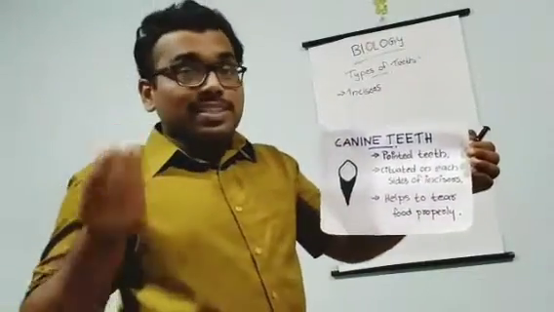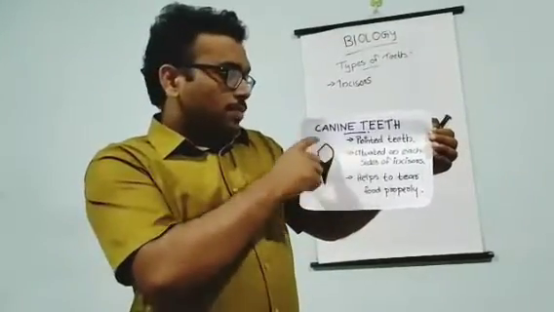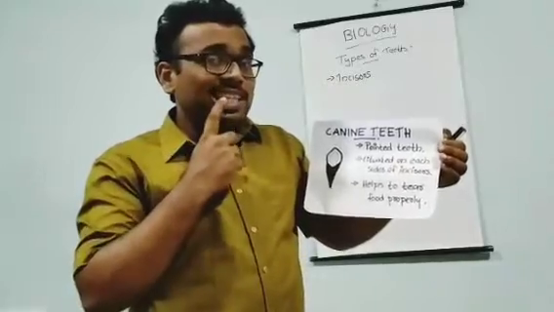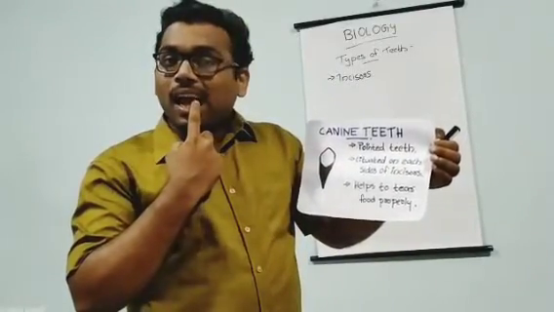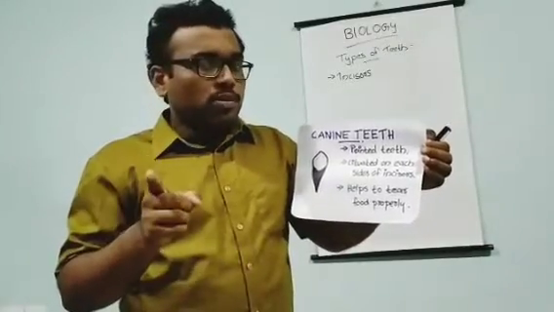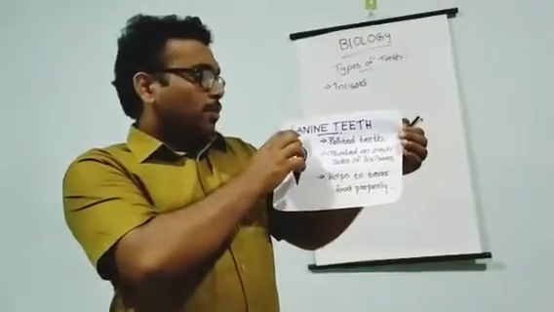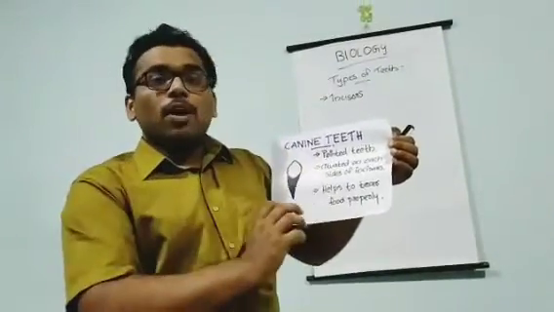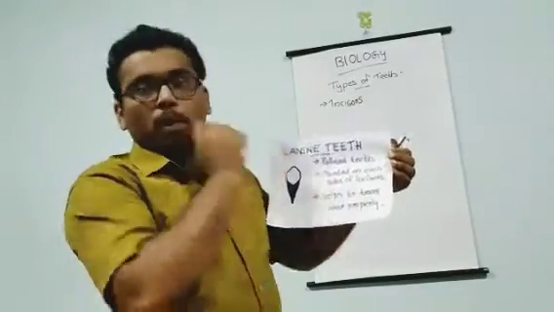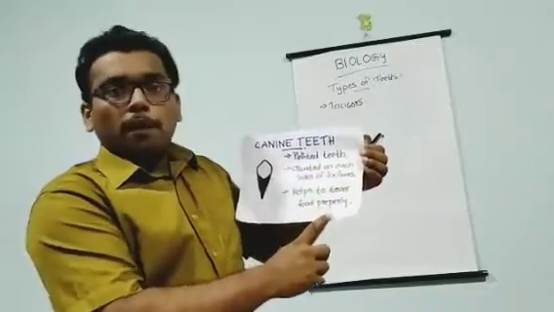We discussed that incisors are the front teeth and the canines are situated on each side of incisors, that is, in the four corners of the teeth. How many teeth are there? Yes, there are four canine teeth in the mouth. Then, they help to tear the food properly. Once again, it helps to tear the food properly.